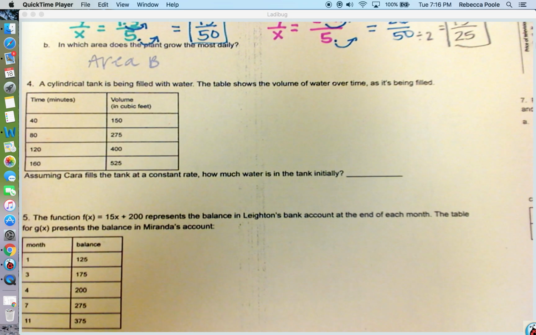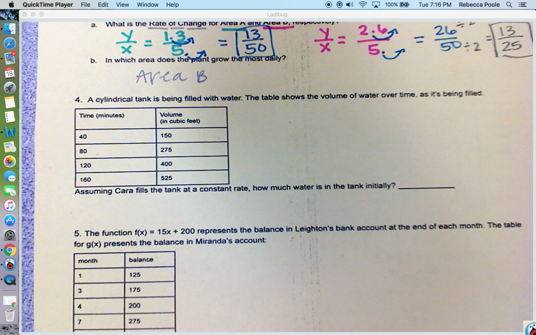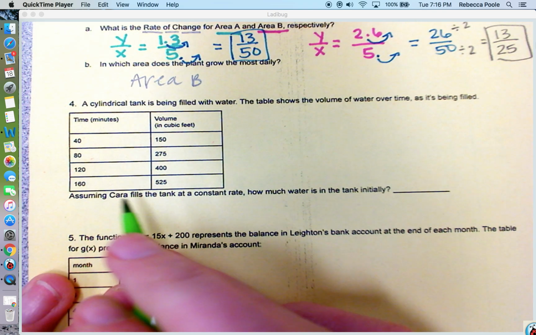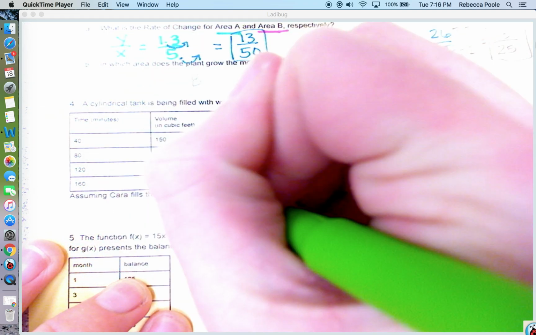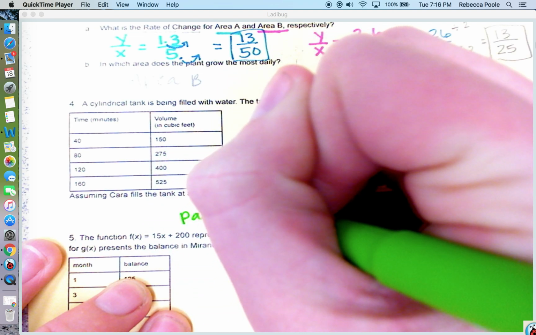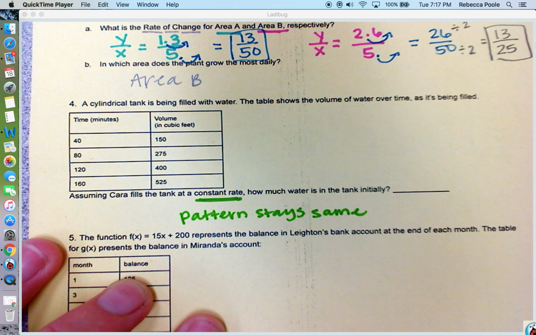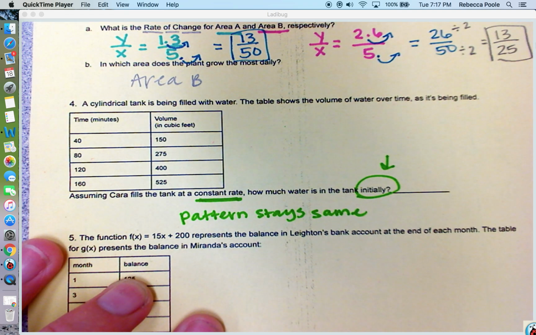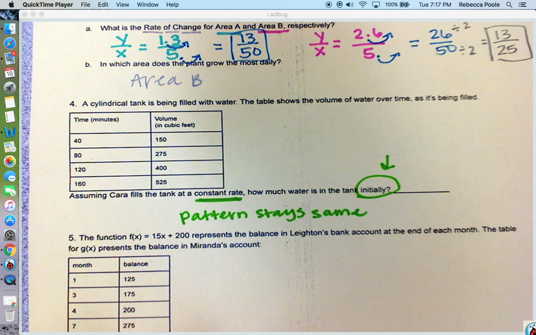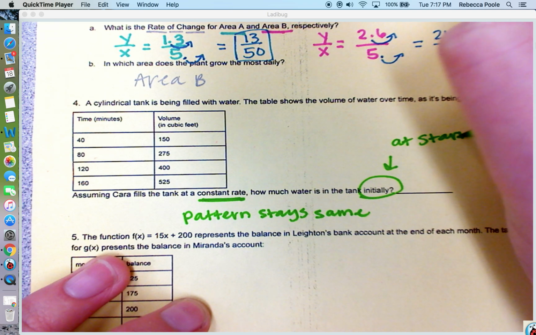All right, number 4. You've got to know how to do number 4 for your upcoming DCA. So let's make sure we're good on number 4. A cylindrical tank is being filled with water. The table shows the volume. Assuming Kara fills the tank at a constant rate. So that means the pattern should be equal, right? Or the pattern stays the same. How much water is in the tank initially? What does it mean if we say something happens initially?